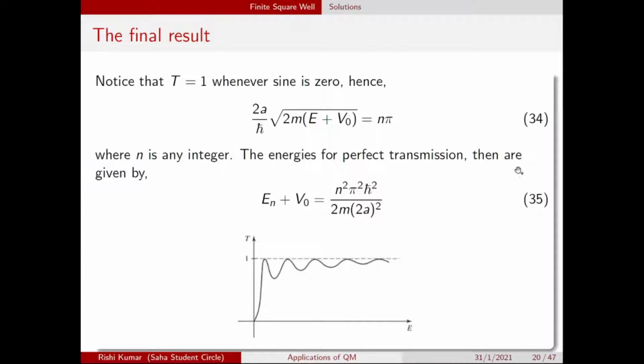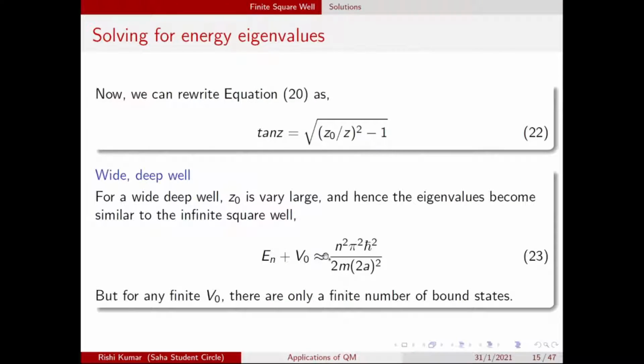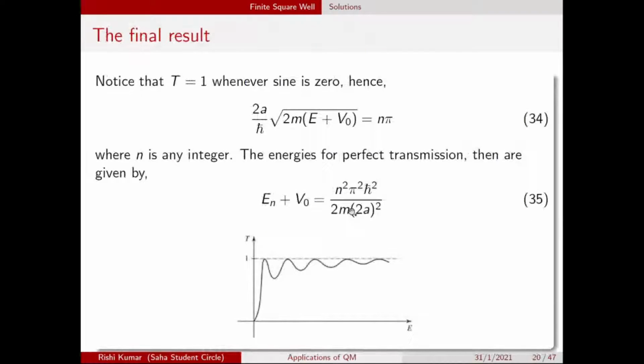Now we have derived all of this. From equation 34, we can say that the energies for perfect transmission are given by E_n plus V_0 equals this term here. As we've seen before, it's right here. It's pretty similar because essentially it's perfectly transmitted, so they're both very similar. And this right here is just a graphical representation of the transmission coefficient and our energy of the system.